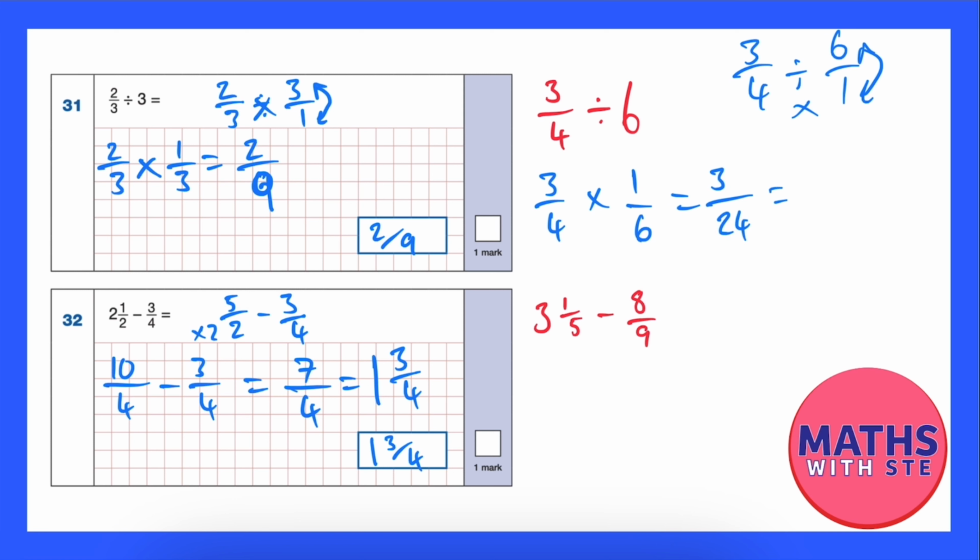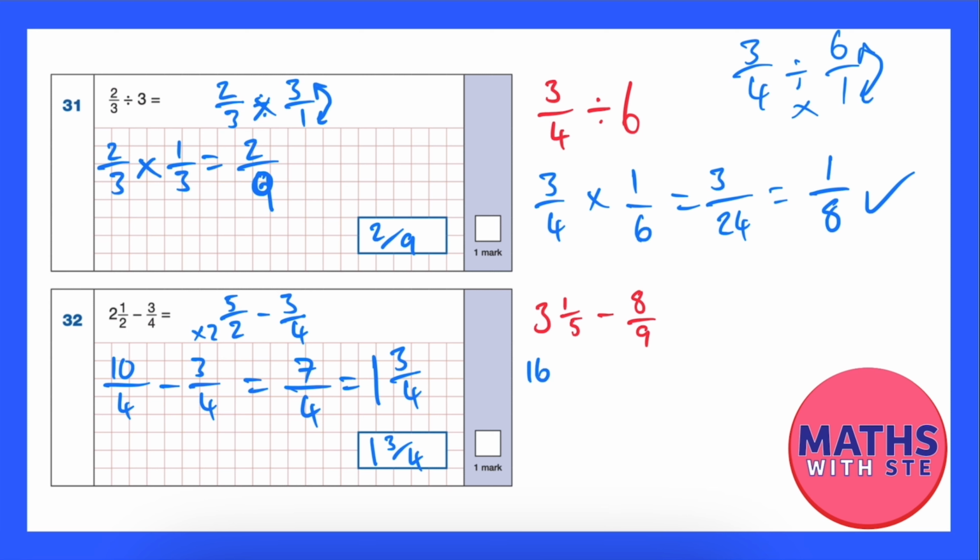Now this one can be simplified, can't it? Because we can divide them both by 3. 3 divided by 3 is 1, and 24 divided by 3 is 8. So that's the final answer there, 1/8. And finally, we've got this last one. So I'm just going to do the same thing again. 5 times 3, so it's 5, 10, 15, plus 1 is 16.